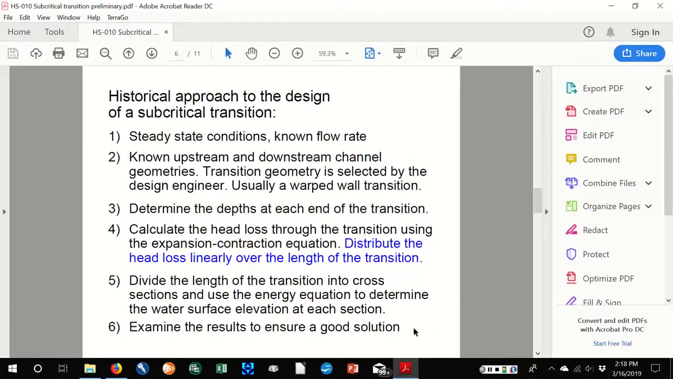The last step is very essential because oftentimes the depths at each end are wrongly assumed, and as you put them into the calculations, you'll get numbers that just don't look right. So you have to examine the results to assure a good solution.